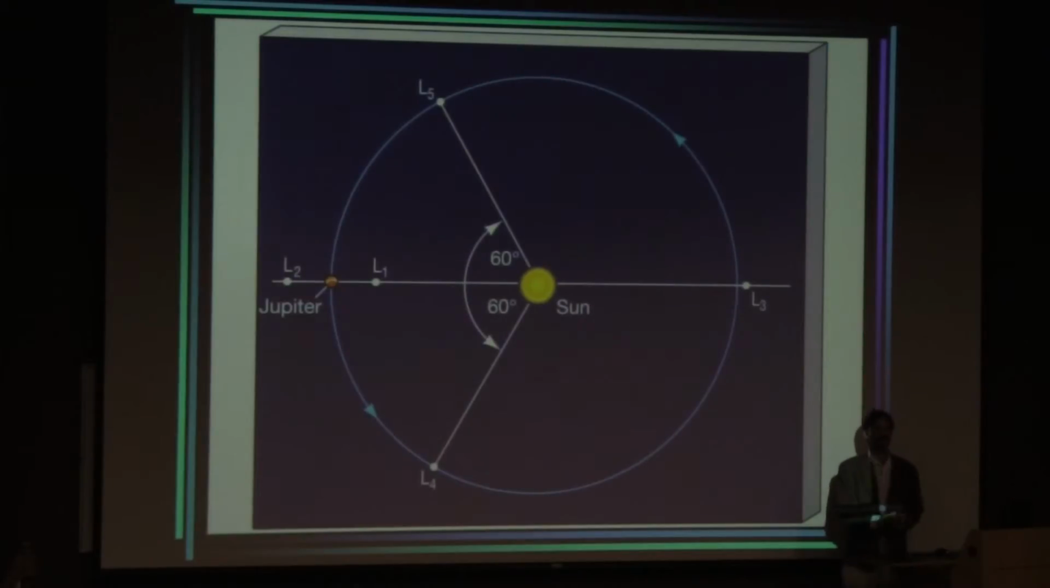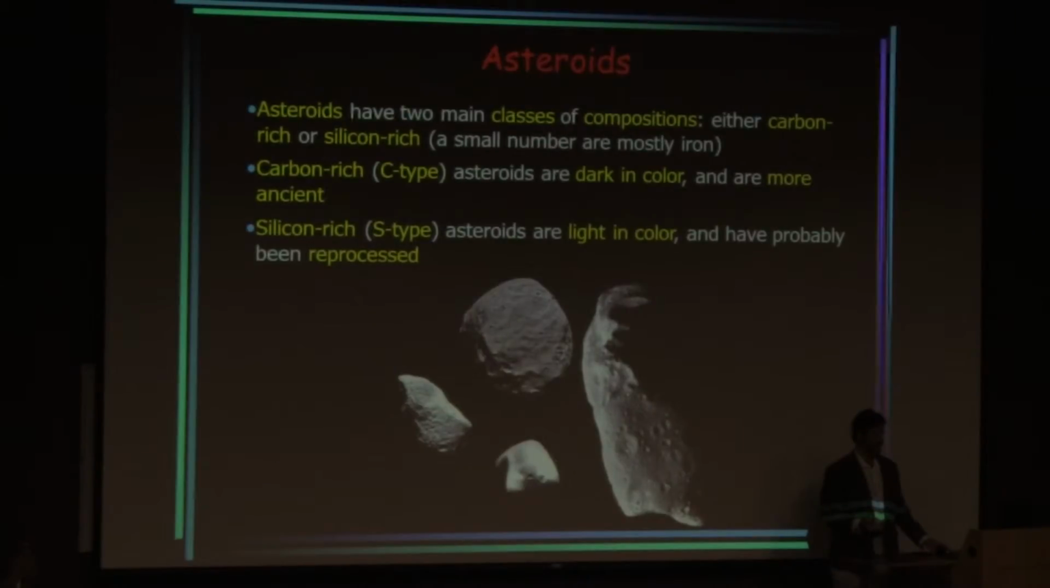We call these Lagrange points because Lagrange was a mathematical physicist who first deduced the existence of such points. He also played a role in some of the other orbital stuff that we've been talking about. All right, so a little more about asteroids.